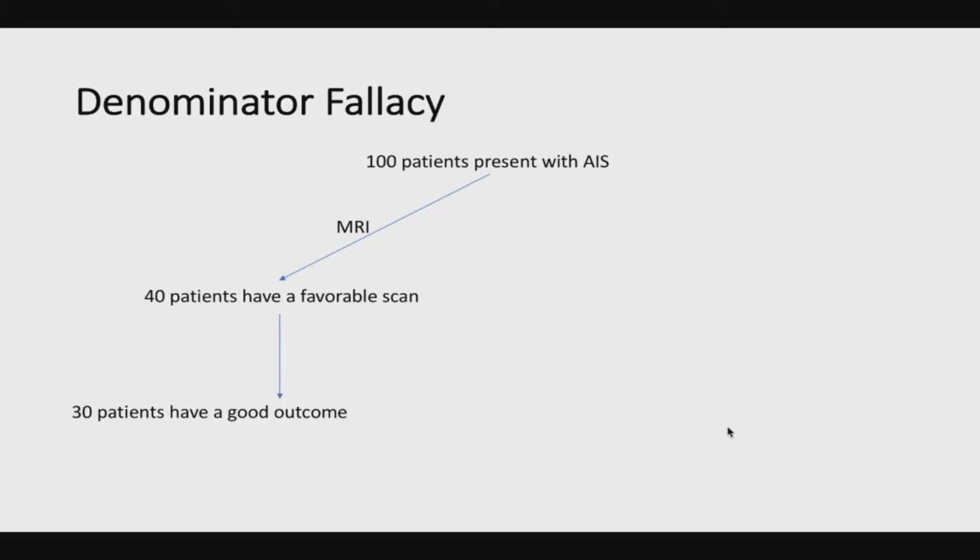So let's say we have 100 patients with acute ischemic stroke, okay? And we follow the more rigorous or strict screening process. So we do an MRI on all these patients. And because we are doing the MRI, we are able to detect 4 patients who have a favorable scan and would qualify for mechanical thrombectomy. So we do a mechanical thrombectomy, and we have 3 patients with good outcome. So our success rate, or good outcome, is 75% based on that.